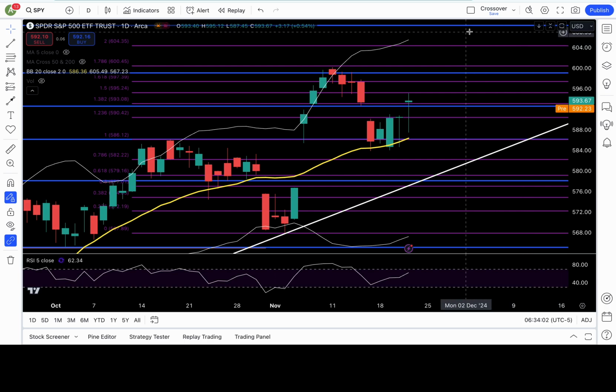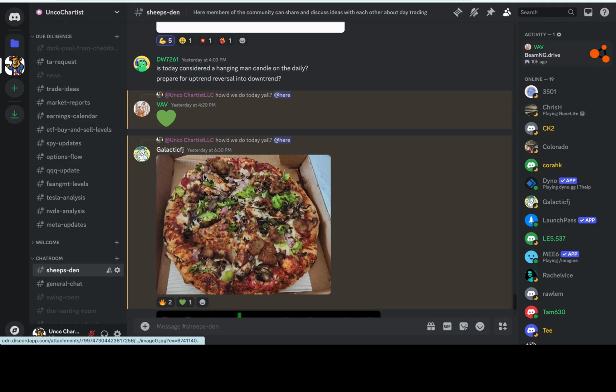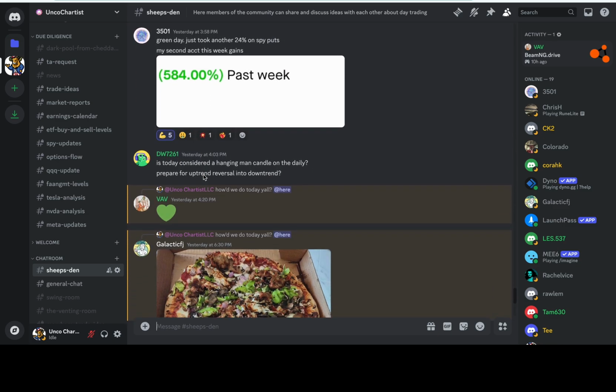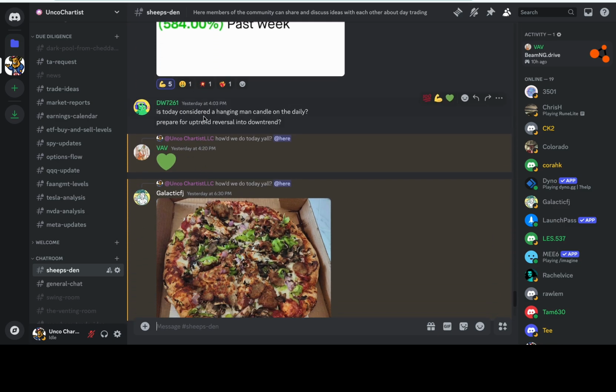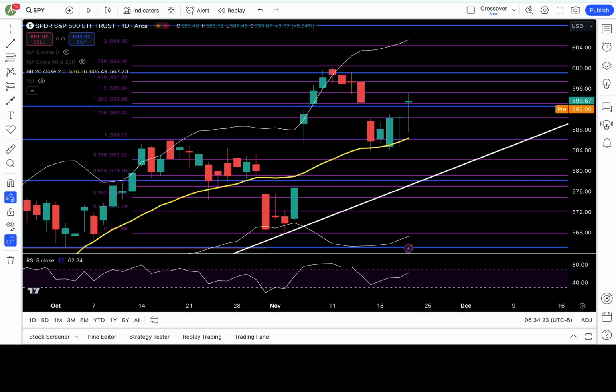I had somebody in my Discord ask me yesterday about a candle. Is today considered a hanging man candle on the daily chart? Prepare for an uptrend reversal into a downtrend. Great question, and that's what we're going to talk about.